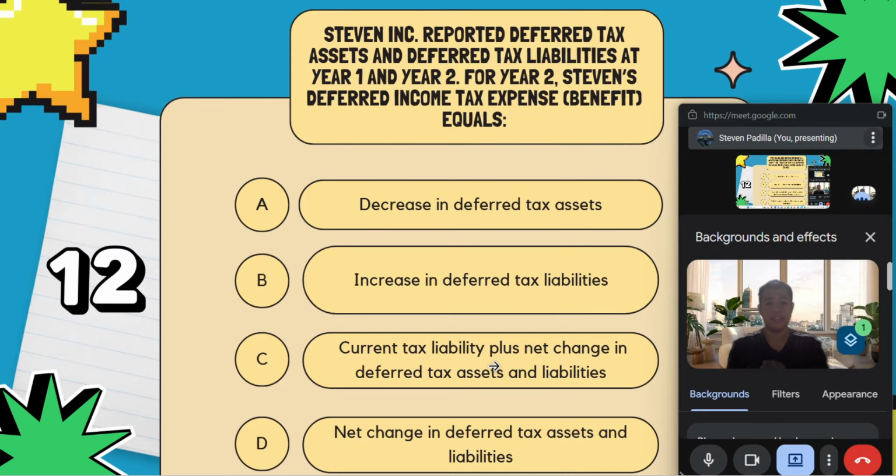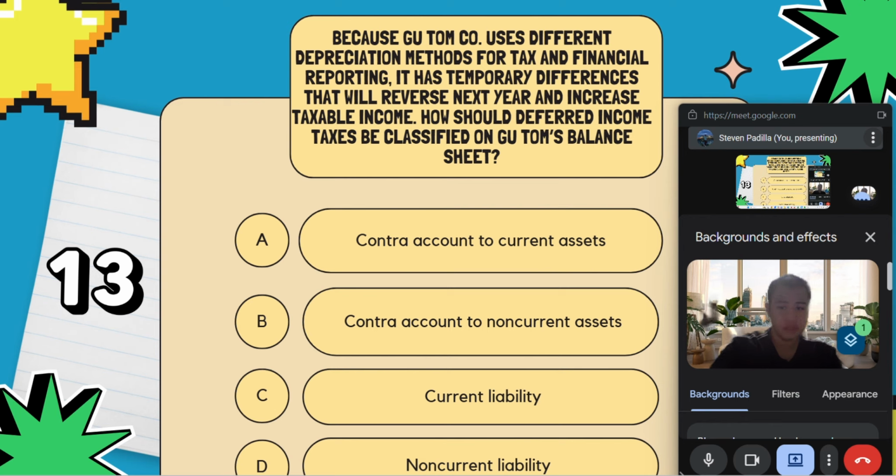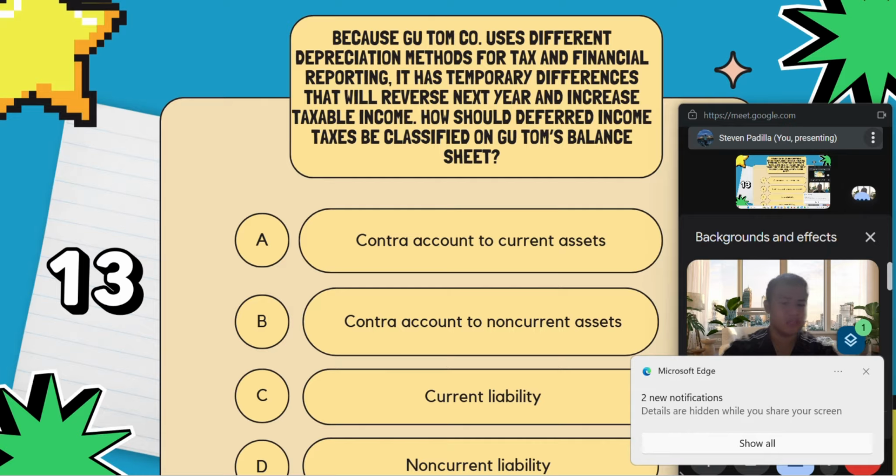Okay, let's proceed to number 13. Because the depreciation methods for tax and financial reporting are different, it has temporary differences that will reverse next year and increase taxable income. How should deferred income taxes be classified on Gutom's balance sheet?